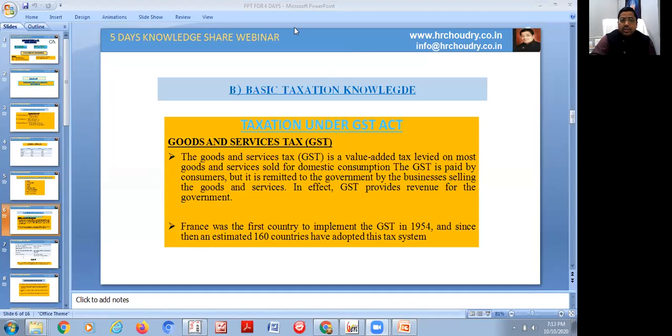And which is the country that first implemented the GST? Can anyone give the answer? First country which implemented the GST.